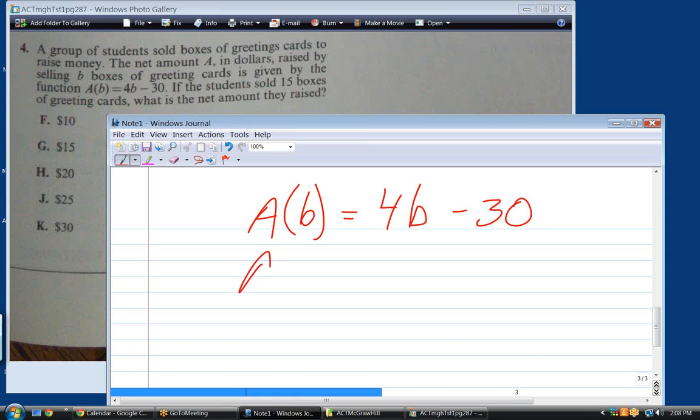What they're basically asking is, what is A of 15? And then do I plug in 4 times 15? Yes. In other words, this notation over here, this is important to learn. If this says you have a function A that is a function of B, meaning the only variable on the other side of the equation is going to be B, and this says, well, wherever you find that variable, plug in 15. What do you get?